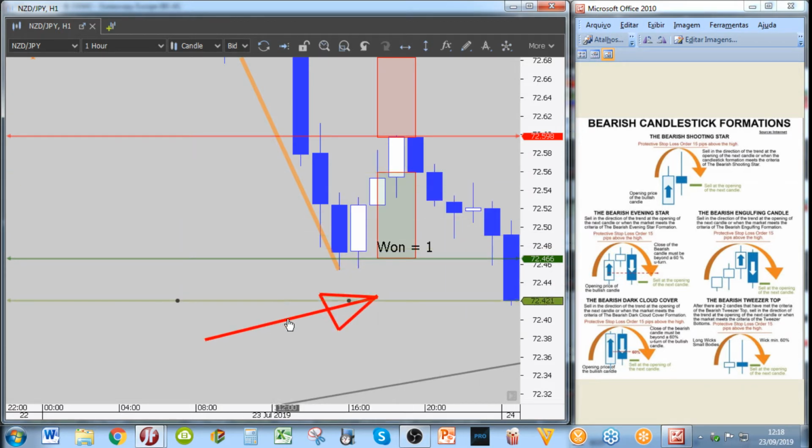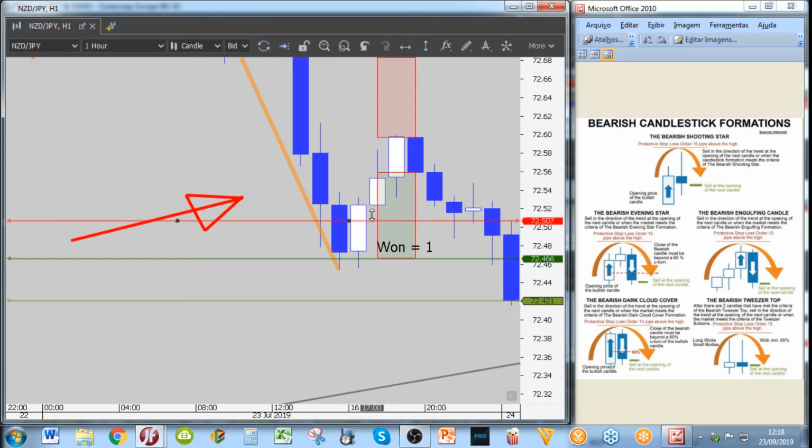Okay? Now, let's say that I'm a scalper with no education at all. I'm going to jump in here, right? This is my entry and my stop loss. If the high of this bearish engulfing is 72.5, then my stop loss is going to be at 72.6, right? 72.5, 72.6, right?